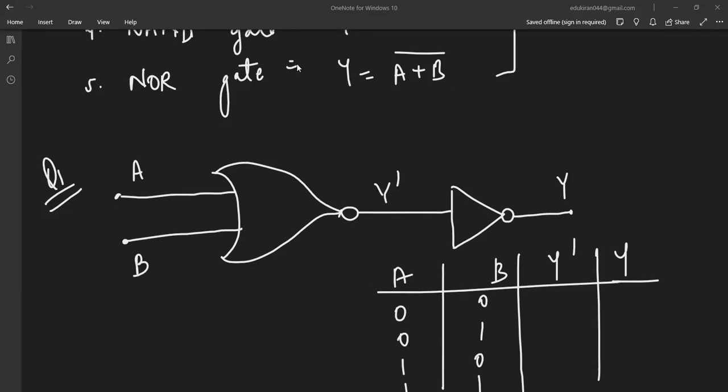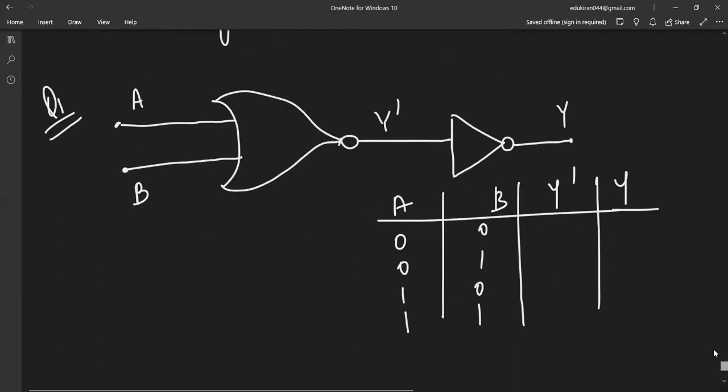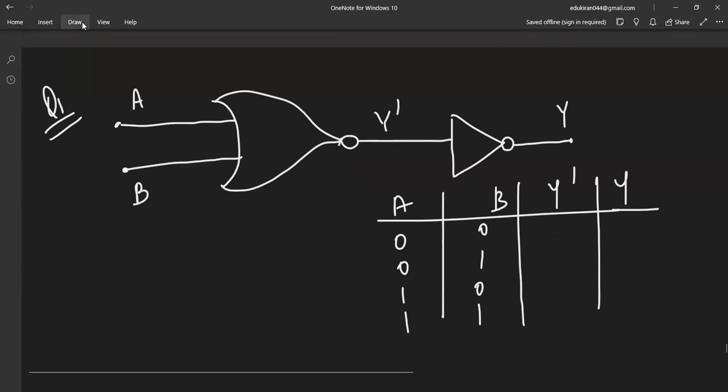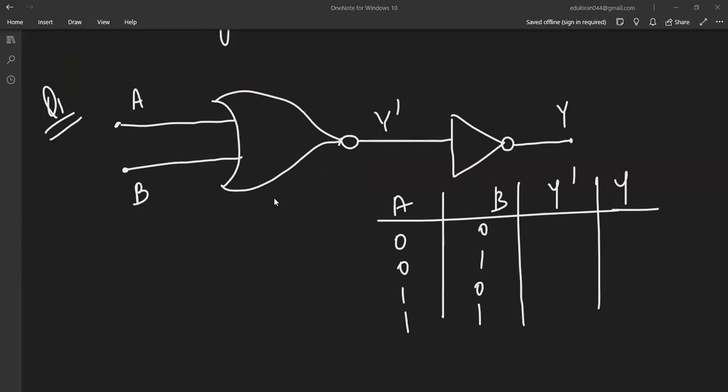Okay, Shahid has answered. The truth table 1000, okay, this is Y dash. Tell me for Y. See, which gate is this? This is a NOR gate, means A plus B will give us Y dash. This Y dash will be given by this with the bar, because NOR, not OR. So when we are writing, firstly, what is A plus B? That is 0 plus 0 is 0, so Y dash will be 1.